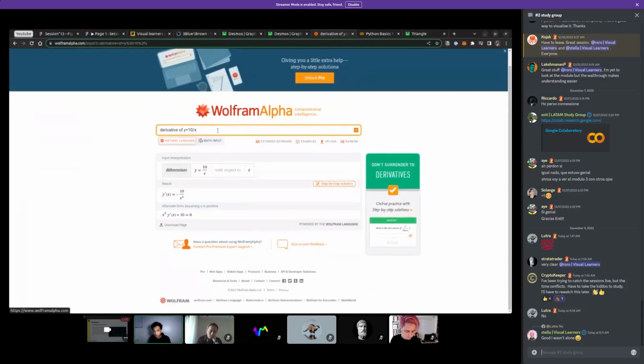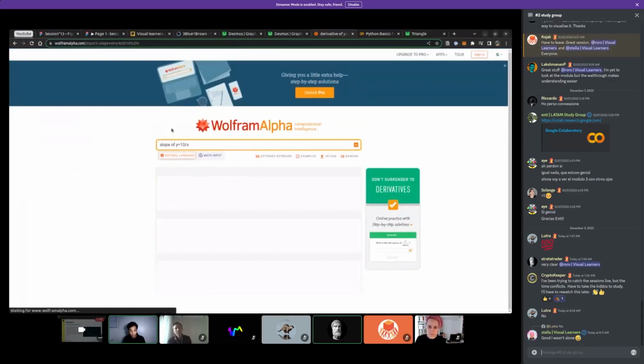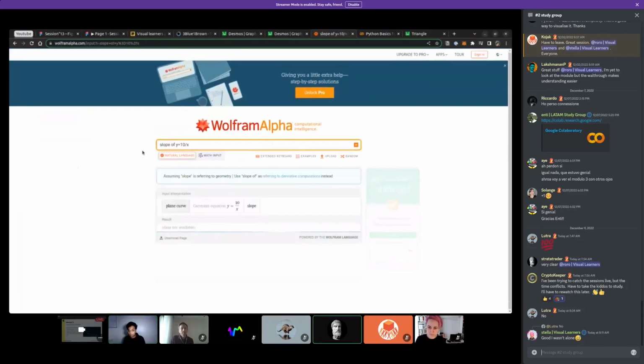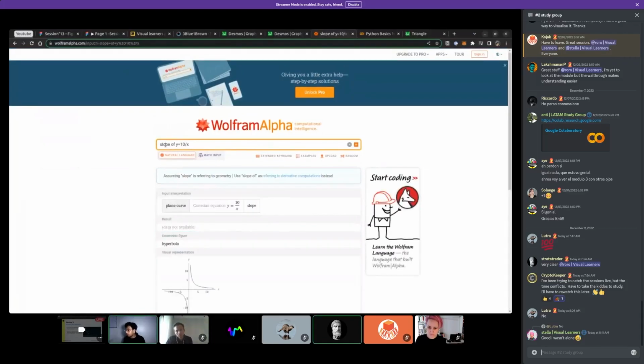Are people clear with that? If you put y on one side, you basically get the correct derivative, which is minus 10 by x squared. So if I want to find the slope of any curve at any point, I open Wolfram Alpha and write the derivative of y is equal to 10 by x. I'm not sure about just typing slope. I think it's the derivative of the tangent. Yeah, derivative is the tangent.